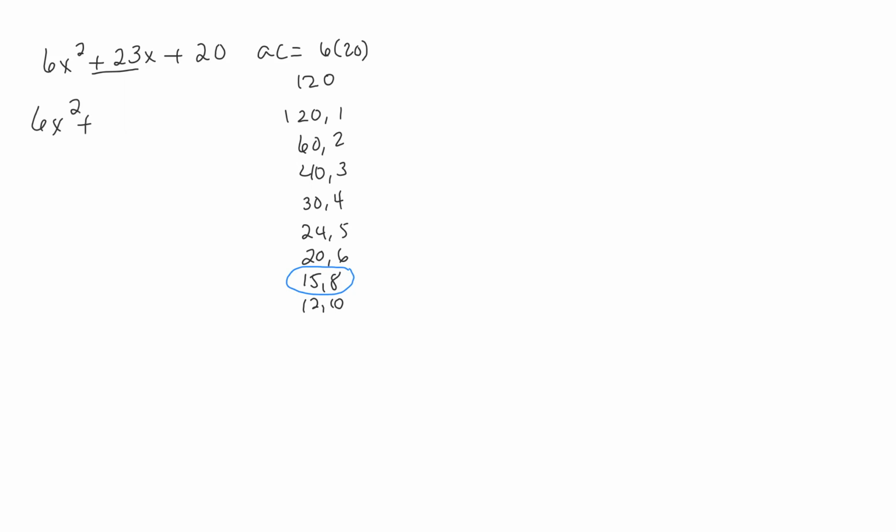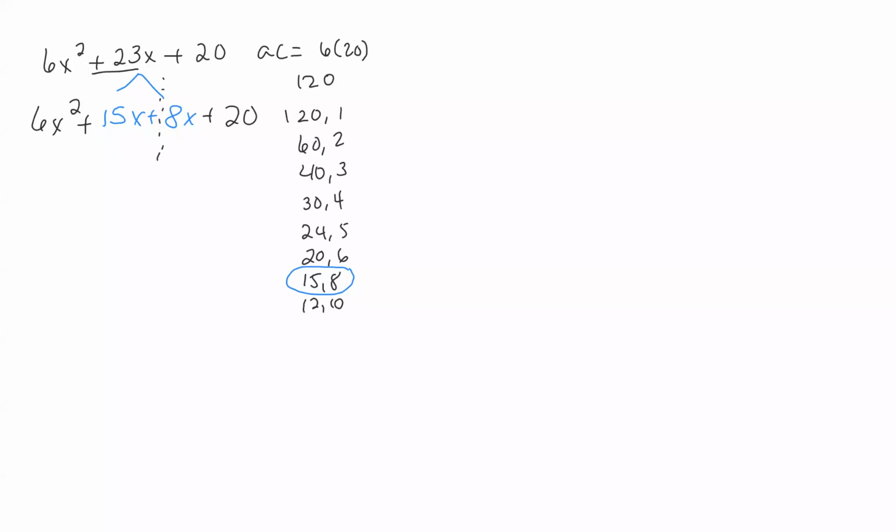And what I'm going to do is break down my 23x, and rewrite it as 15x plus 8x. It does not matter the order that you write those factors. I could have written this as 6x squared plus 8x plus 15x plus 20. That would be fine. The work in the middle when you're doing factor by grouping is going to look different, but the final answer is going to be the same. So it does not matter the order you write these factors as long as the sign in front of the factor is correct. Okay, so I split this down the middle and I start my factor by grouping.